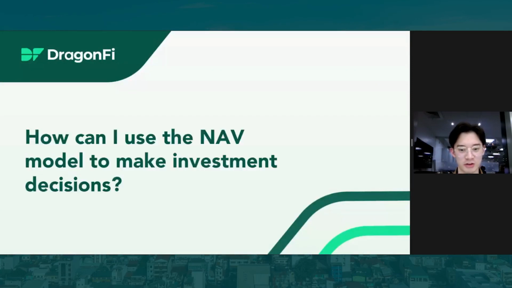Let's have the first question. So the first question is, how can I use the NAV model to make investment decisions? Once you've done the net asset value model and arrived at the NAV per share, you can compare that with the market price to determine whether a REIT is undervalued. So if the market price is below the NAV per share, that's undervalued, or if it's overvalued, meaning that the market price is above the NAV per share.